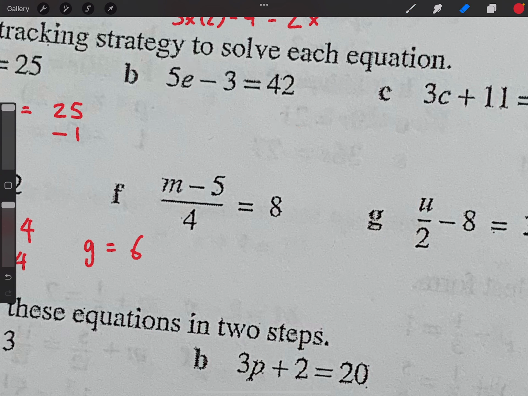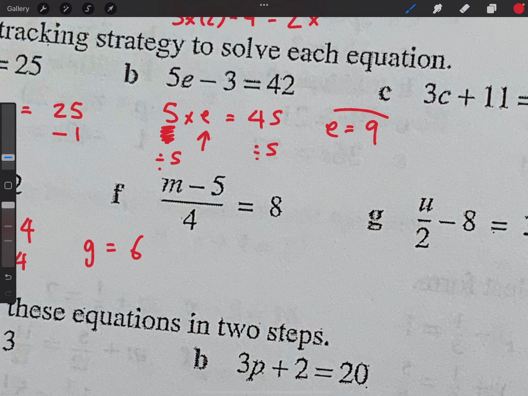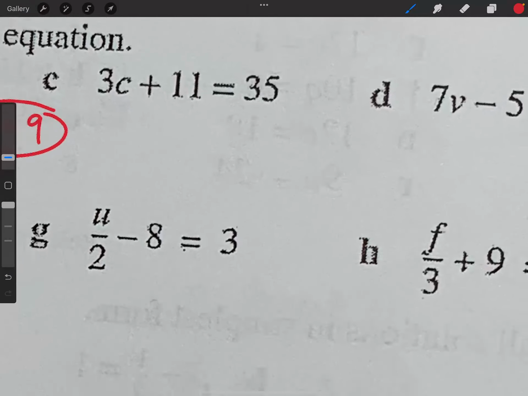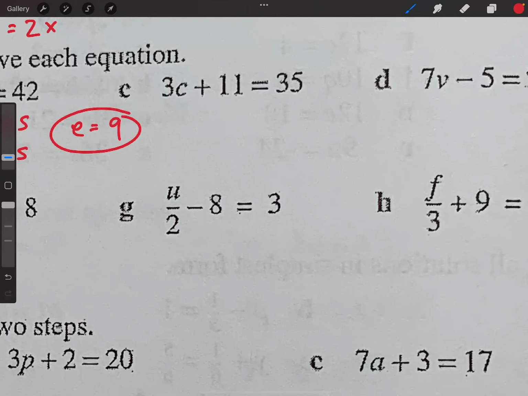So I'm going to rewrite this down here. 5 times e is equal to 45. So before we multiply by 5, what was e originally? We can just divide both sides by 5, and you are going to get e is equal to 9. This is the backtracking strategy, or just think of it like the inverse operation. So now I'm going to do the inverse operation. It's going to be the same thing.